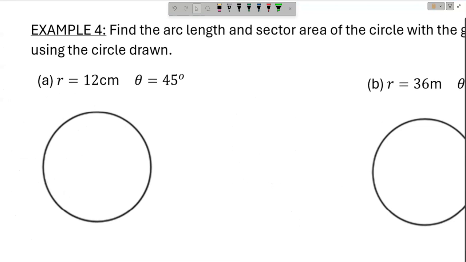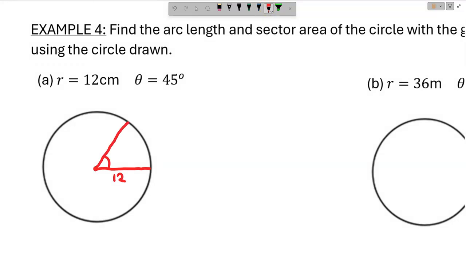So let's go down and look at example 4a. And let's first draw a picture of what this looks like. So first off, if I draw my center here, we know that the radius is 12. 45 degrees is going to roughly look like about this right here. And so what we want to do is first find the arc length of this sector. So we're going to find that blue length right here. That's my arc length. And then we're going to find the actual area of this. That's going to be my sector area.